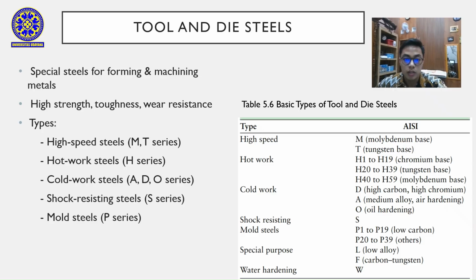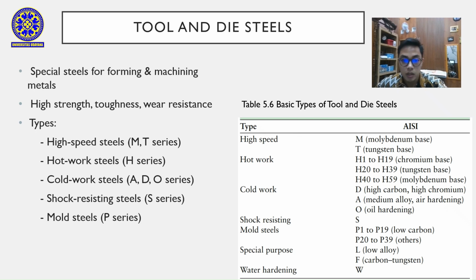Tool and die steels are essential in shaping and machining materials. They must resist wear, impact, and high temperatures. High-speed steels maintain hardness even at elevated temperatures and are used for cutting tools. Hot work steels are for forging and extrusion. Cold work steels are for stamping and shearing at room temperature. Shock-resisting steels are used where impact loads are high. Mold steels are used for plastic and rubber processing. These steels enable mass production across industries.